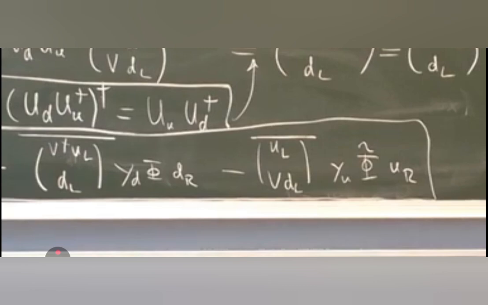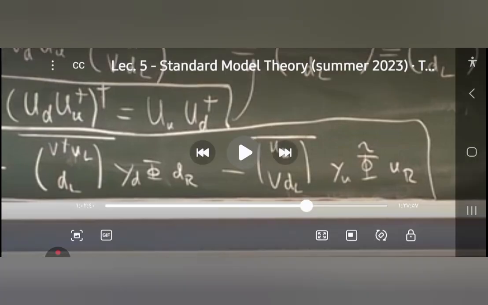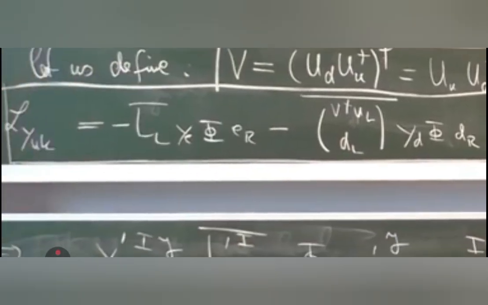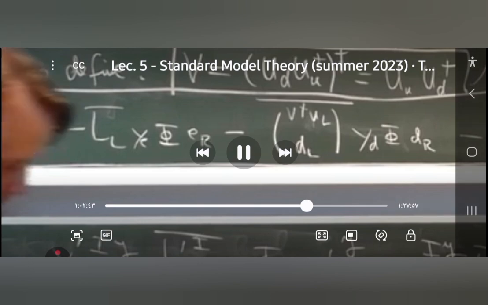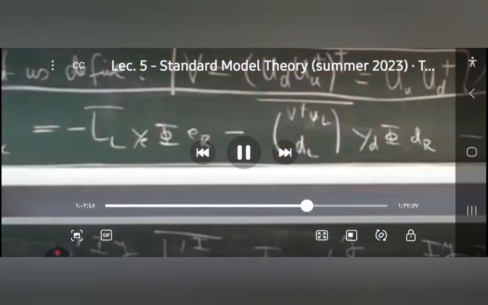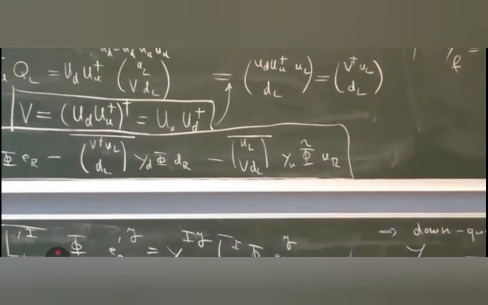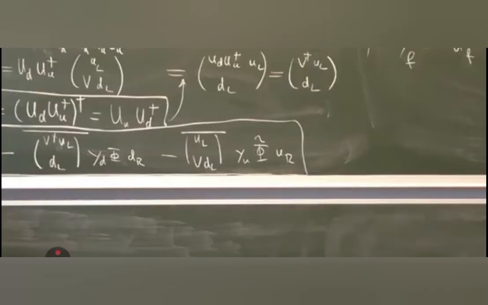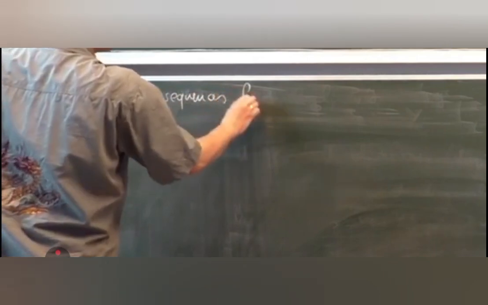Okay, let's continue. Of the Yukawa matrix, Yukawa term. And using this, we can go to the gauge interactions and evaluate them. So, first consequences for the masses.